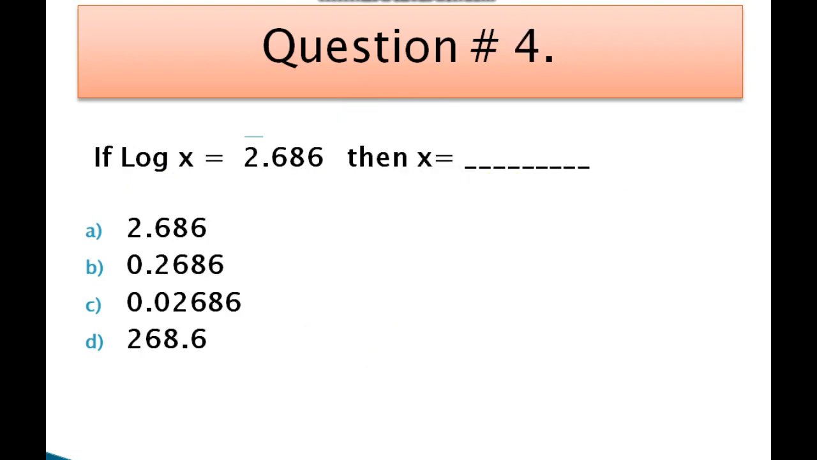Here it is given that log of x is equal to 2 bar 0.686. Then x will be equal to. So it means that most of you are doing this mistake, that they are considering it a number and they are going to find log of it. Here it is clearly written that log of x is equal to this. It means that they have taken log.